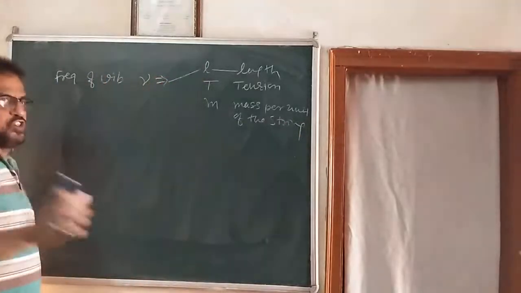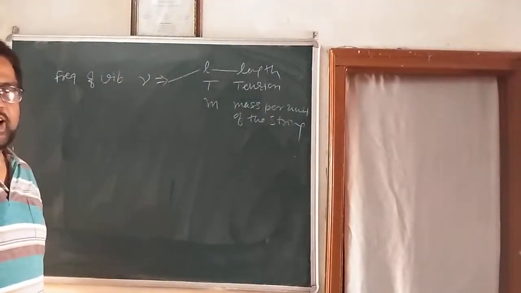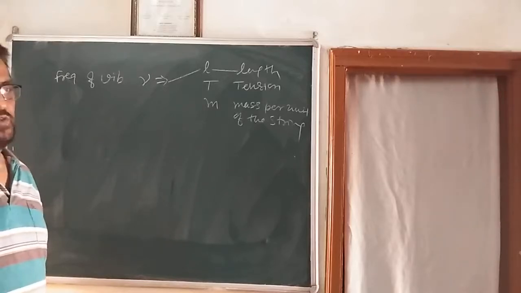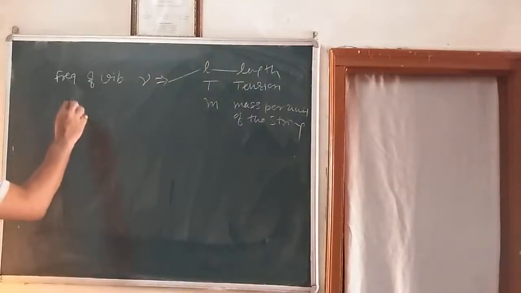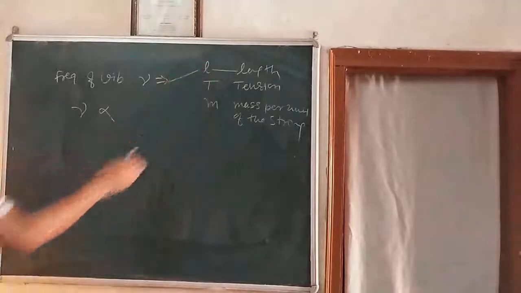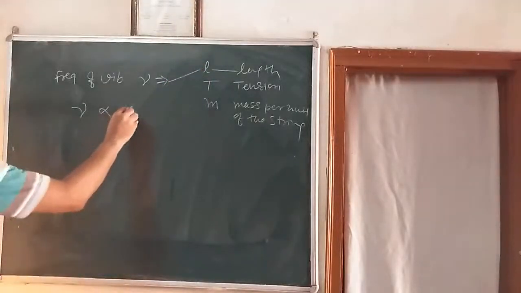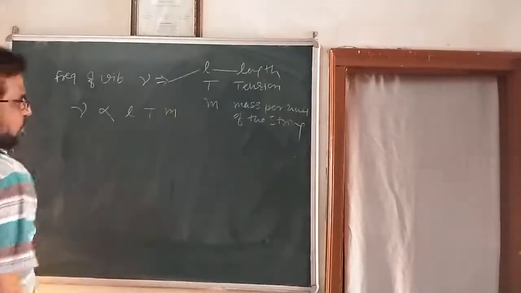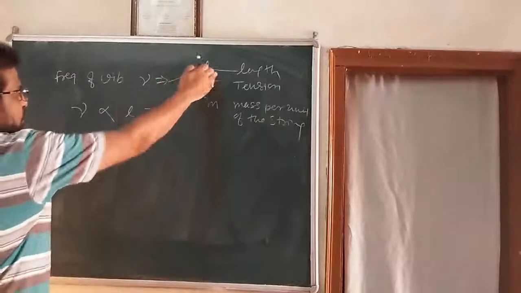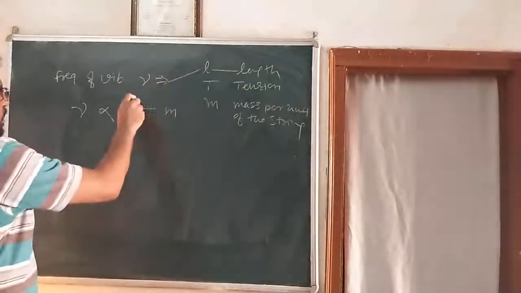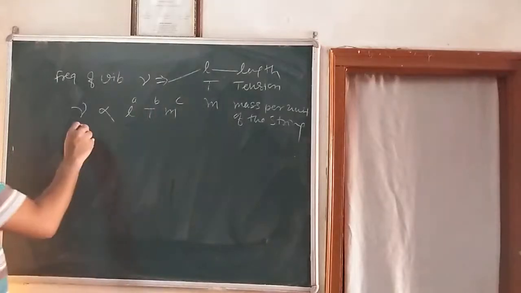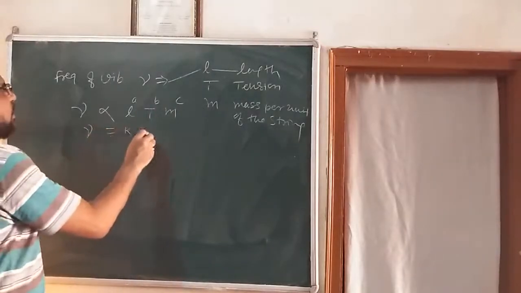Frequency of vibration depends on three factors. Then it asks us to derive the formula using dimensional analysis. Okay? So now, first you have to write the frequency of vibration is proportional to three factors. What are those factors? L, T and M, right, according to the question. L first, then we write L, T and M. A, B and C are the powers. We don't know the constant, so we can write only K.